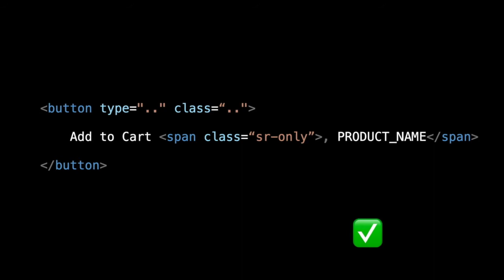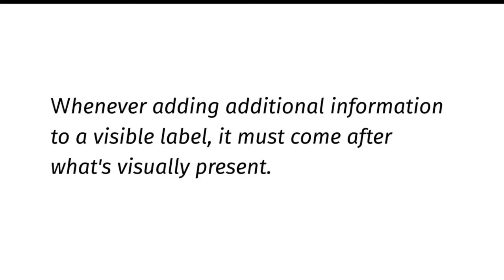This works because voice commands work by saying the name of the input that you want to interact with, as long as the name is not broken in the markup. So, a good rule of thumb is, whenever adding additional information to a visible label, it must come after what's visually present. Knowing how voice control users navigate the web can also inspire more visual improvements to our components.